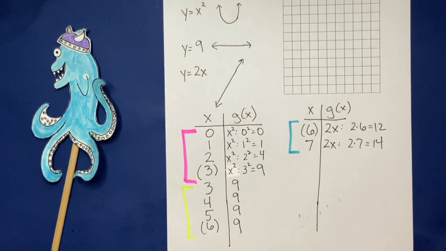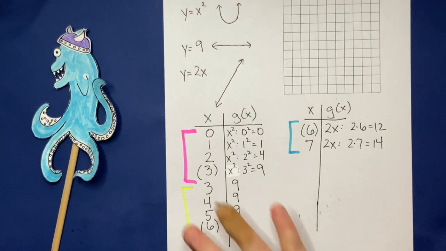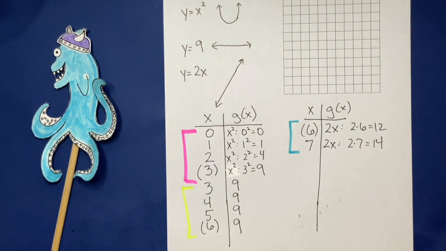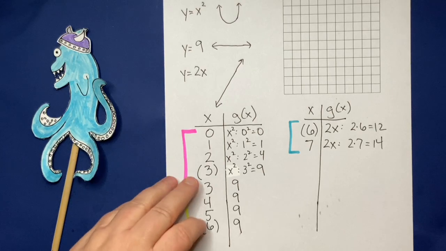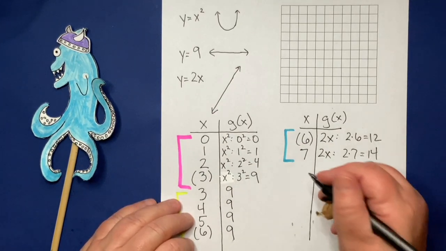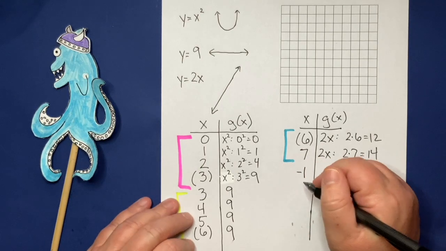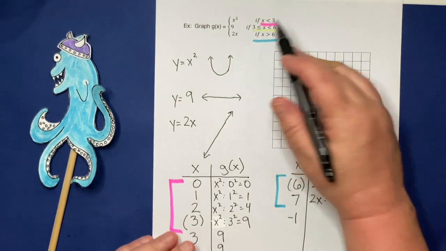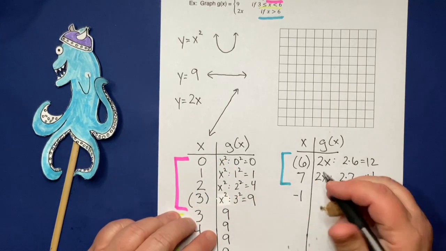So what I'm going to do is figure out how I'm going to graph all of this. So the first thing I notice is that for all of these points, I don't have any negatives. So I'm going to say, oh, okay, I should probably try some negatives. What if x were -1? -1 is less than 3. That is in pink land.